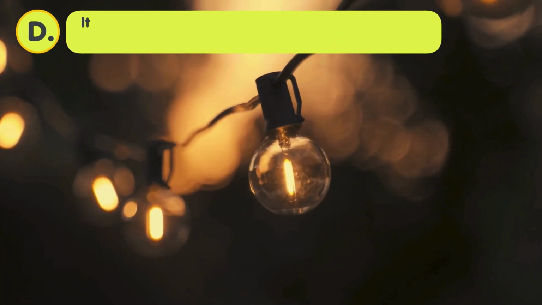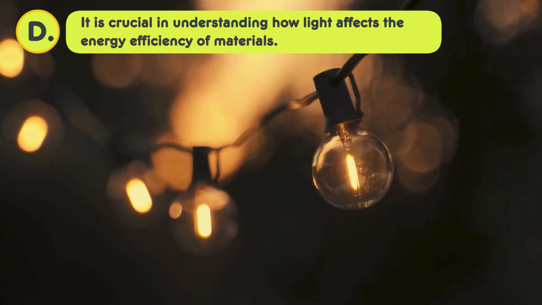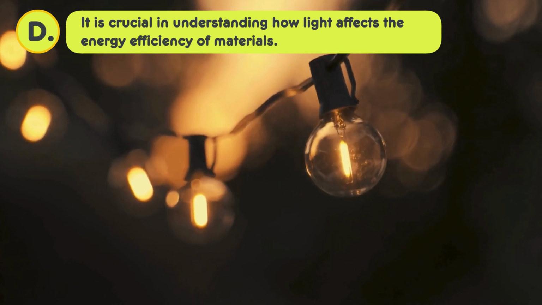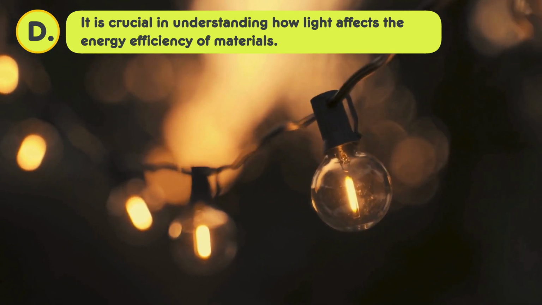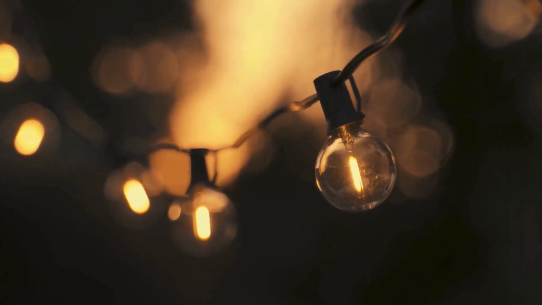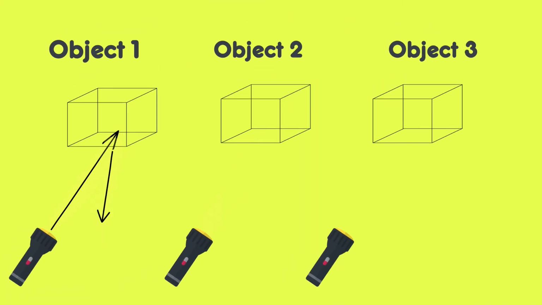Answer choice D. It is crucial in understanding how light affects the energy efficiency of materials. For this answer choice, let's think about the broader implications of light absorption and reflection on energy use and efficiency. So go ahead and engage with the diagram. Reflect on how the interactions of light with different materials affects its path.